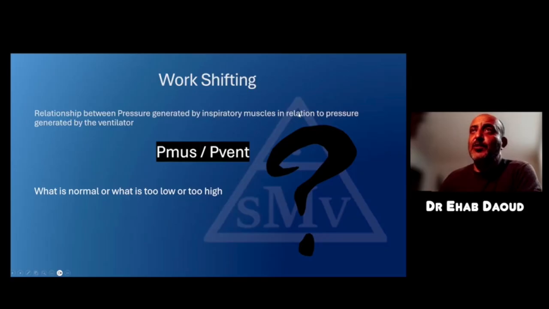That might be too much if you just intubated the patient or the patient is in the acute phase. By the same token, this ratio might be too little if you're trying to wean the patient, trying to extubate him or liberate him from mechanical ventilation. So there is not a single good number. It depends on the patient's condition.